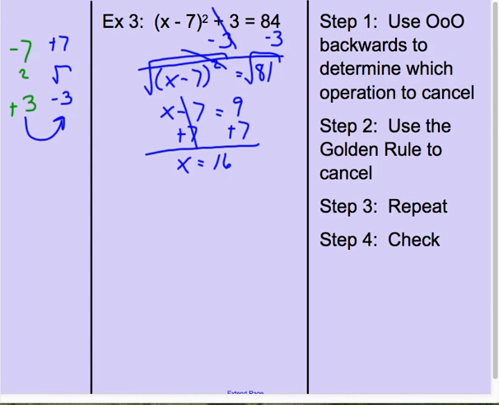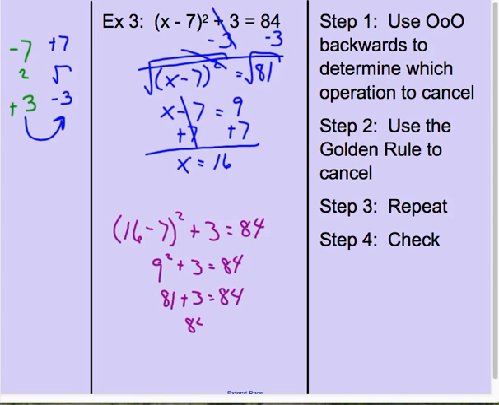So one last time, let's check our answer, substituting 16 in for x, and following order of operations. Inside the grouping symbols, 16 minus 7 is 9. 9 squared is 81. And 81 plus 3 is 84.